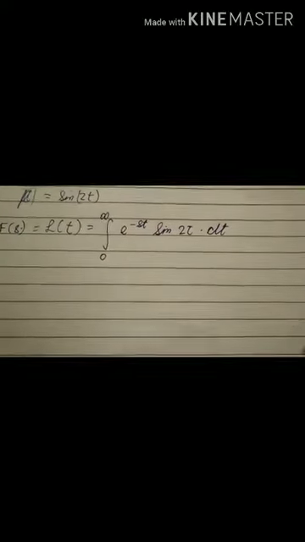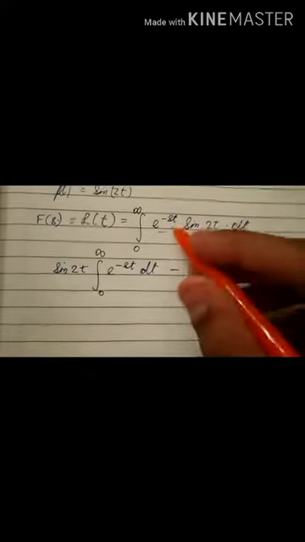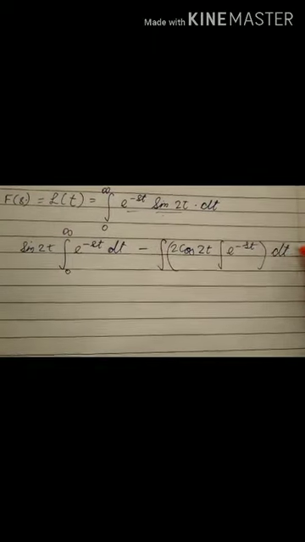We'll solve this integration by using integration by parts. So this will be our first function and this will be the second. So sin 2t times the integration of e to the power minus st, from 0 to infinity, minus the integral of the differentiation of the first, 2 cos 2t, times the integration of e to the power minus st, dt.